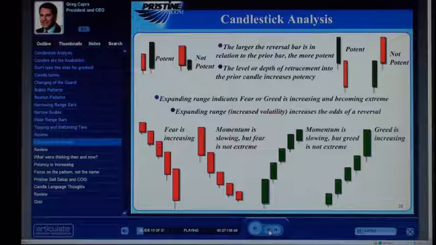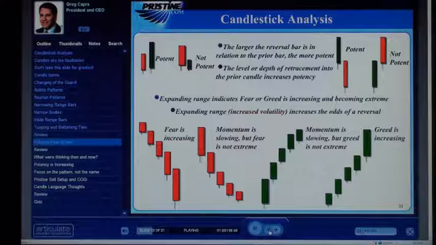With the example to the right of that potent reversal, we have what we'd call not a potent reversal, meaning while it penetrated into the prior red candle, it didn't even move 40% into that red candle's range. So it's not a potent reversal. It's a message that momentum has slowed down, but it's not potent. And it says the larger the reversal bar is in relation to the prior bar, the more potent it is. Then the level or depth of penetration into that prior candle is going to increase its potency.